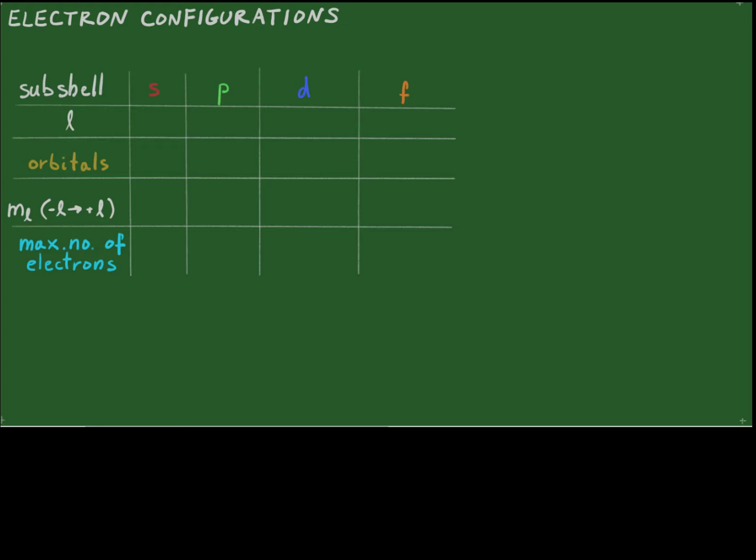The angular momentum number L of the S subshell is 0. There is only one orbital, and the magnetic number ml is 0. Recall that the ml value can range from minus L to plus L. Here, the only option is 0.